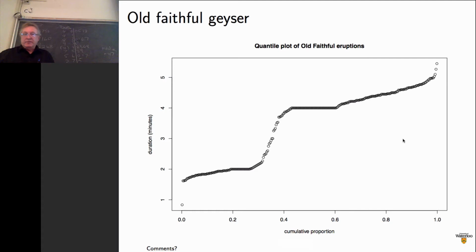Now, what do you make of this? Yeah. Bimodal, why? Yeah, so things really pile up here, right? There's a lot of the times that the thing has erupted, or it's lasted for something around 4 minutes. Also possibly some discretization, you know, whoever's timing this, yeah, that's 4 minutes. But there's another piling up here.